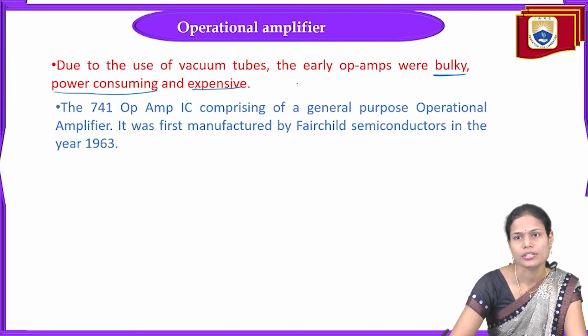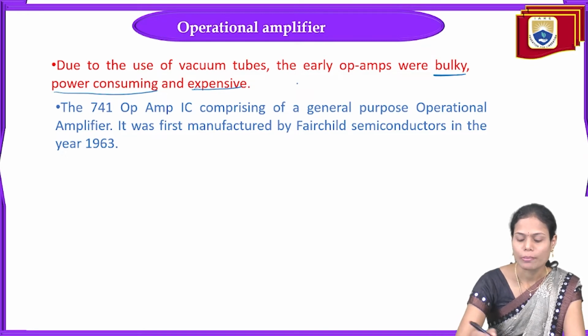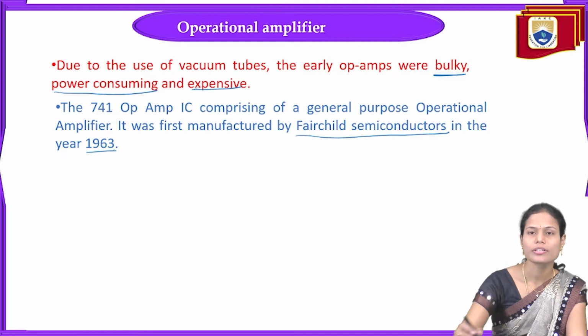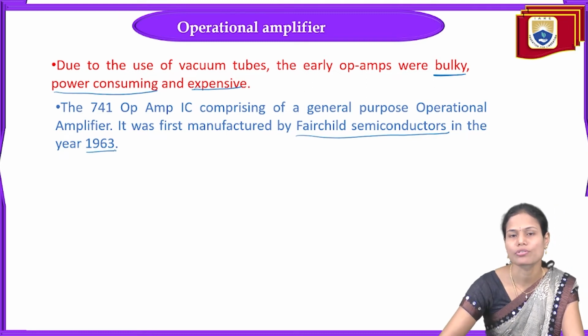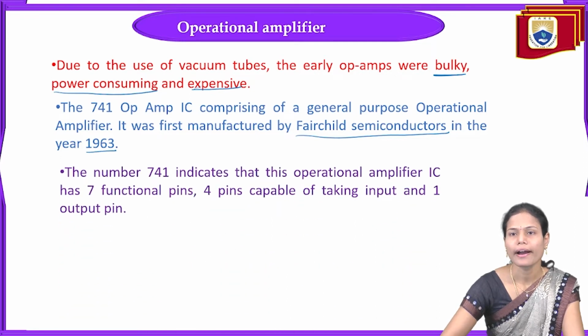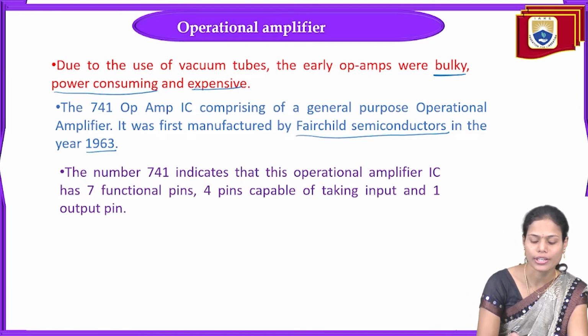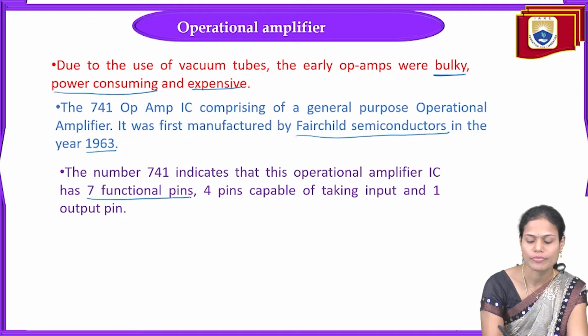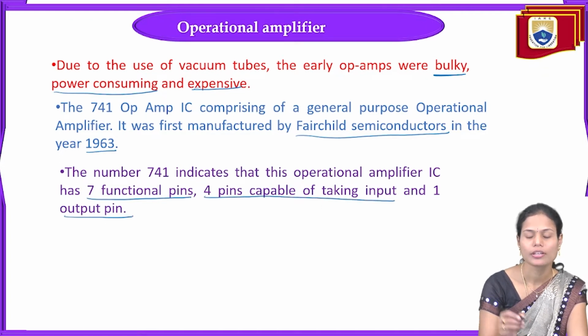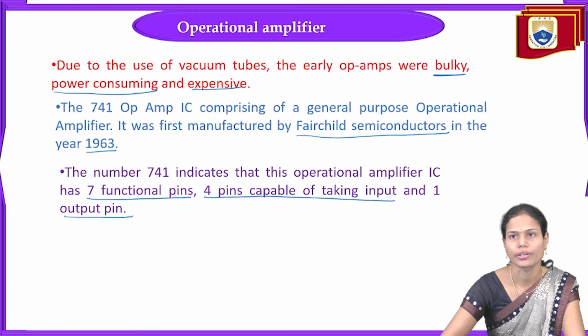It was first manufactured by Fairchild Semiconductor in the year 1963. That was the first invention of the 741 integrated circuit operational amplifier. And as I already mentioned, the number 741 indicates 7 functional pins, 4 pins capable of taking the inputs, and 1 to provide the output.